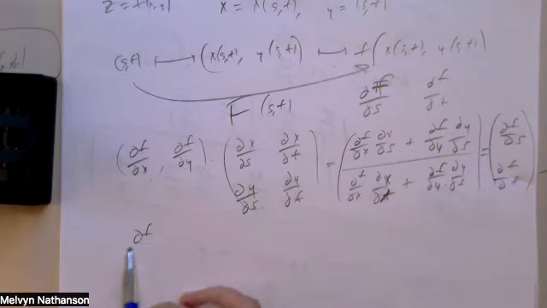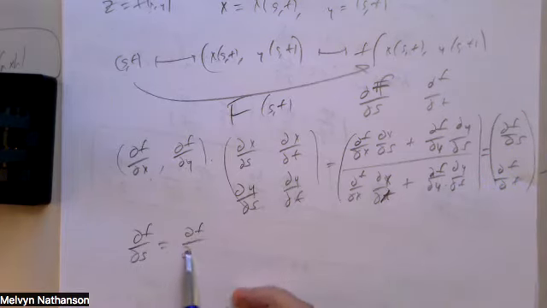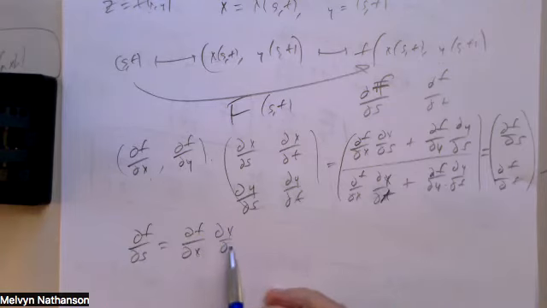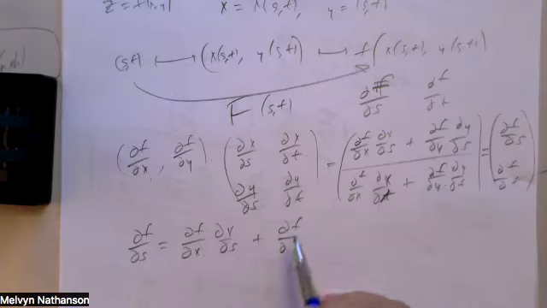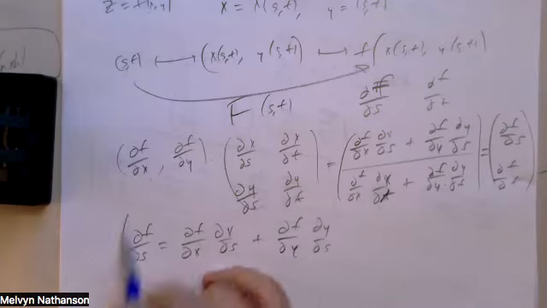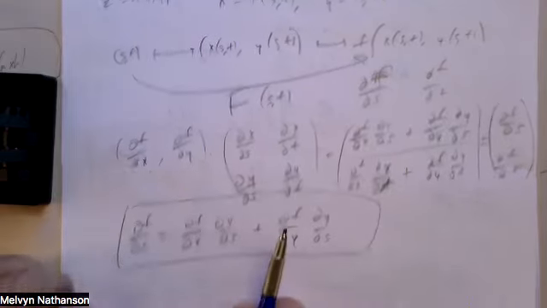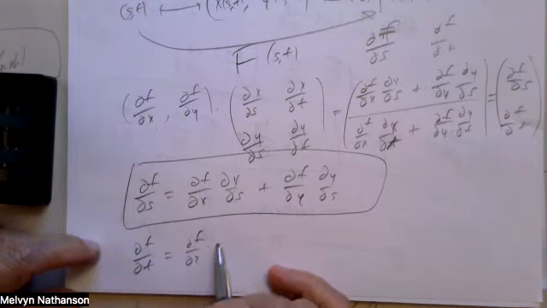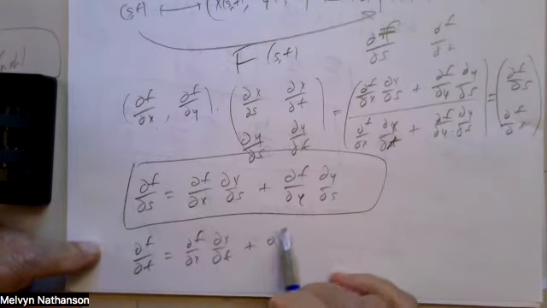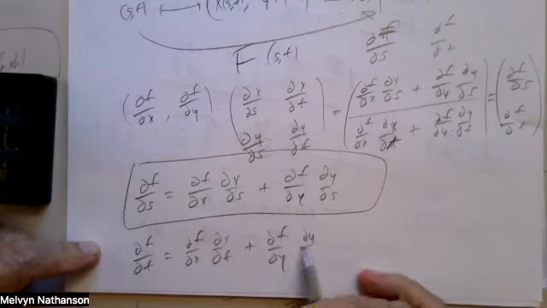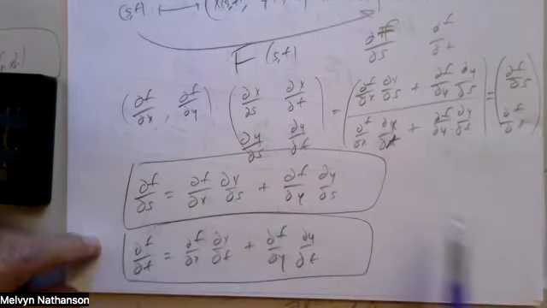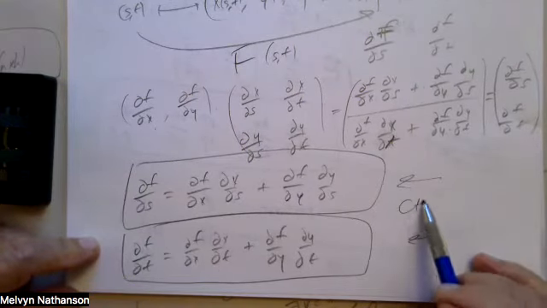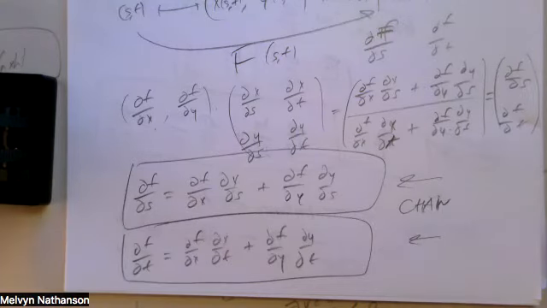The book simply tells you the answer. The book tells you that the partial of F with respect to S is the partial of F with respect to X, partial X with respect to S, plus partial of F with respect to Y, partial Y with respect to S. That's this. And the partial of F with respect to T is the partial of F with respect to X, partial X with respect to T, plus partial F with respect to Y, partial Y with respect to T. So these are the two formulas. This is the chain rule for a function of two variables, where each variable is itself a function of two variables.